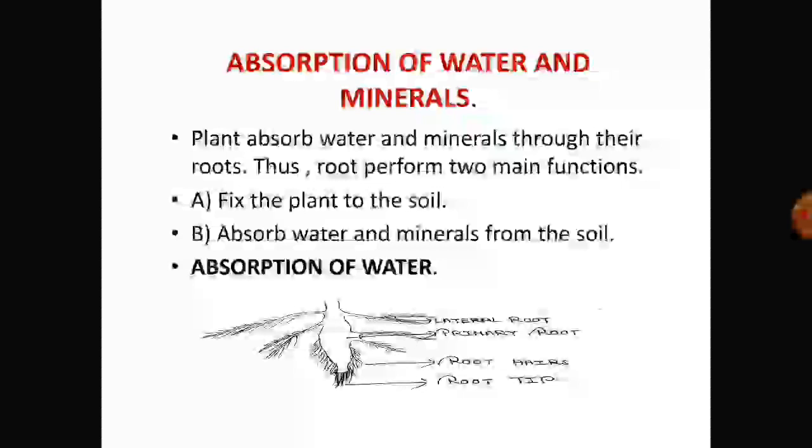Now, the root system of the plant consists of a main branch. There is a primary root from which lateral roots arise. And these lateral roots bear the root hairs. These hairs are outgrowths of the outermost layer of the root. Root hairs are unicellular, they are delicate and they are easily damaged. And when they get damaged, they are replaced by a new cell. These root hairs help to increase the surface area for absorption of water and nutrients from the soil.